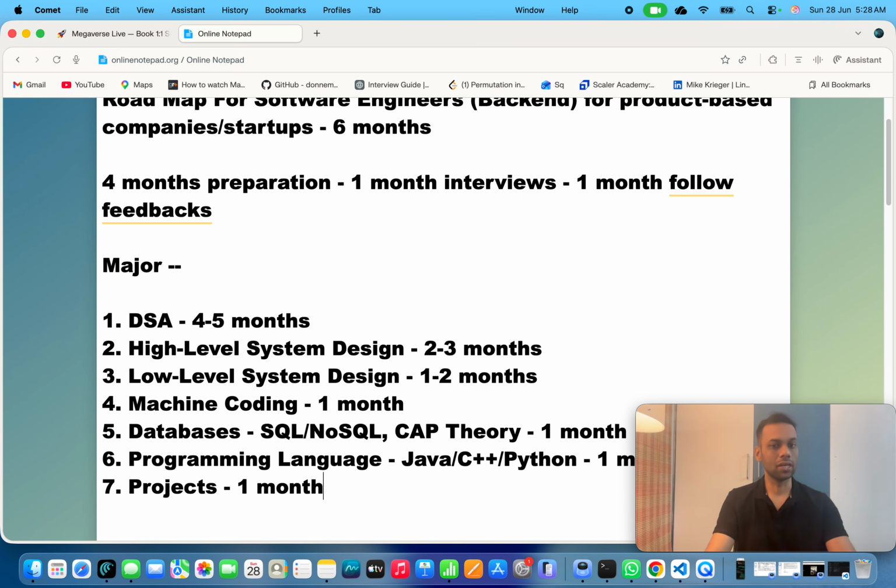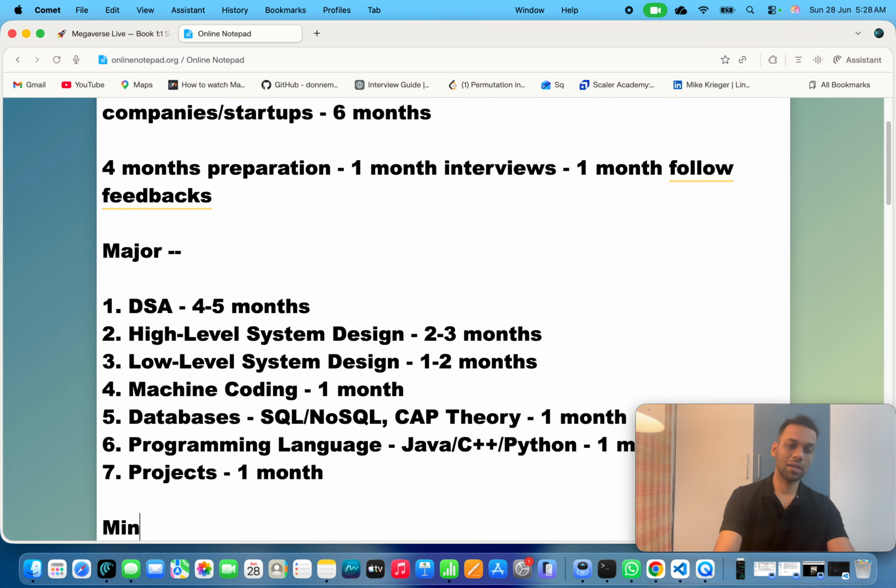This is also important. So these 7 points are important for your 4 month preparation as the major topics. There are some minor topics as well that you need to do. You can't skip those.